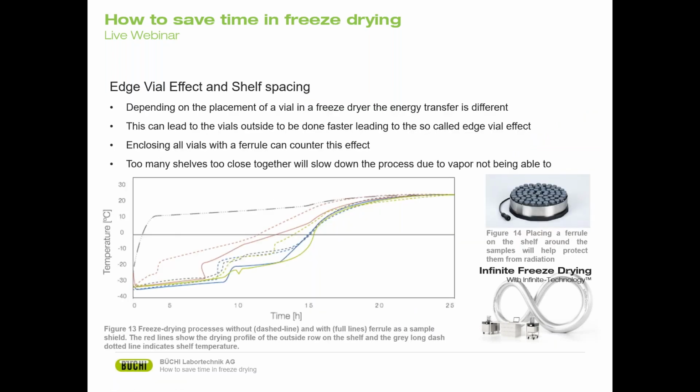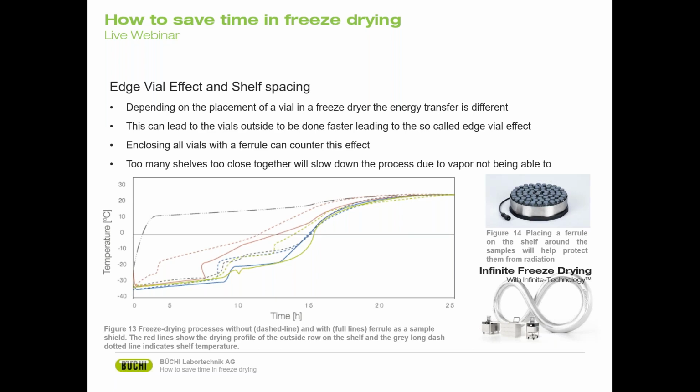Another misconception that could slow down your process is the edge vial effect and shelf spacing. A freeze drying process is often an inhomogeneous process. When a shelf is filled with vials, some will dry faster than others, depending on the placement on the shelf. Figure 13 shows this by showing the sample temperatures of vials outside, this is the red dotted line, and inside, green and blue dotted line, row of a shelf.